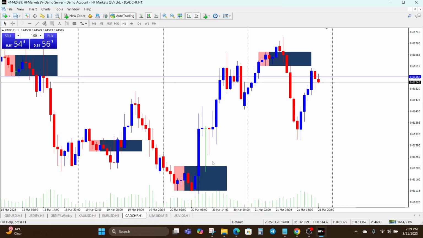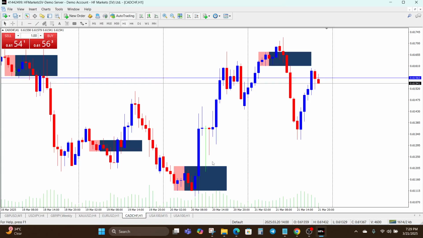Okay, one important thing to note is that this indicator works best on lower time frames, specifically the H1, the 1 hour time frame, and below. It does not display breakout boxes on time frames higher than H1, making it ideal for scalpers, day traders, and intraday traders.